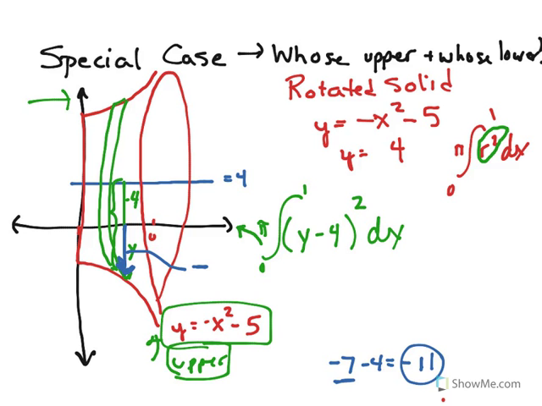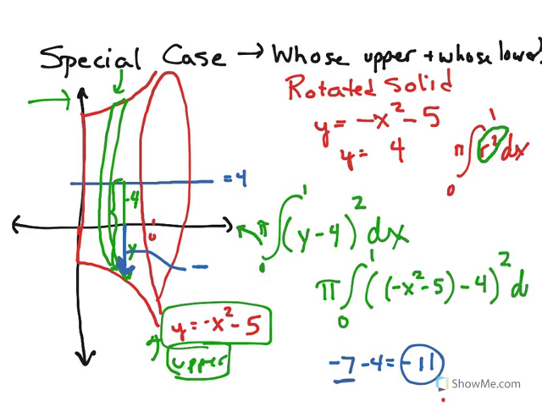This distance right here is still going to be y. That's your outside curve. So this would be the correct one for this problem. I've got to change the y to be in terms of x. So it'll be 0 to 1. Now I'm going to keep the parentheses: negative x squared minus 5 minus 4, everything squared, dx. And I can put that in the calculator and get an answer back.